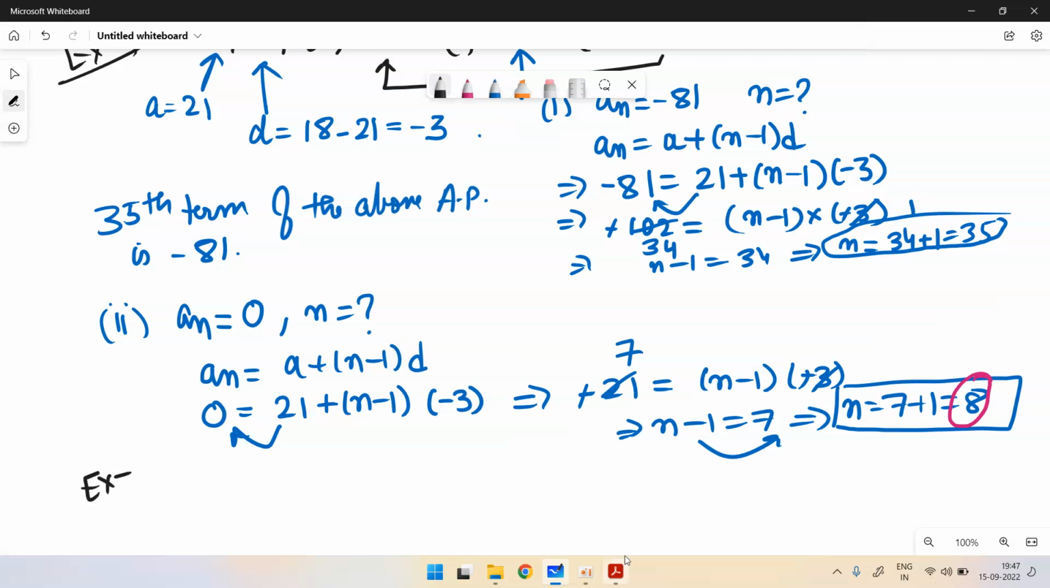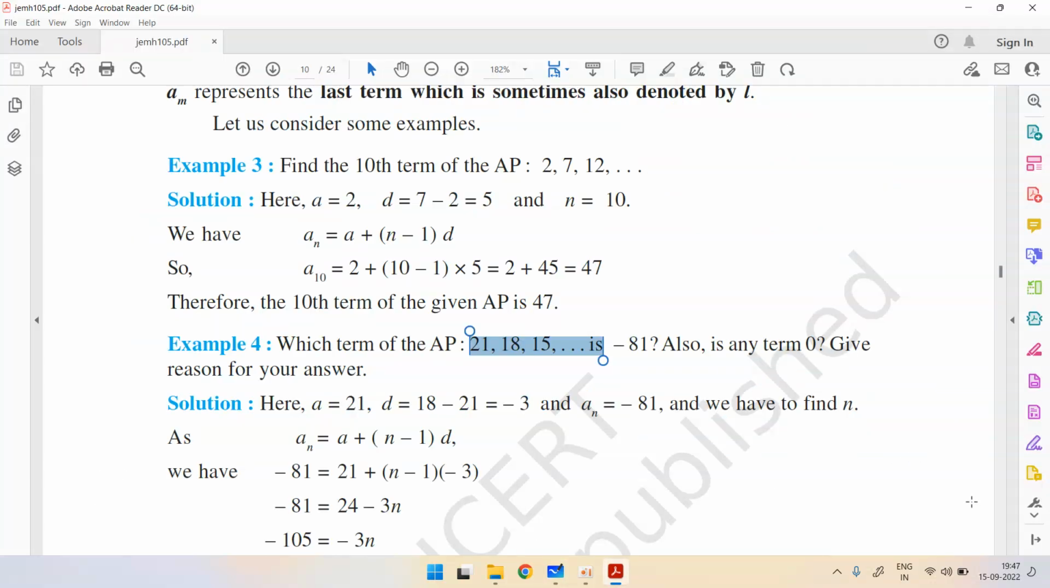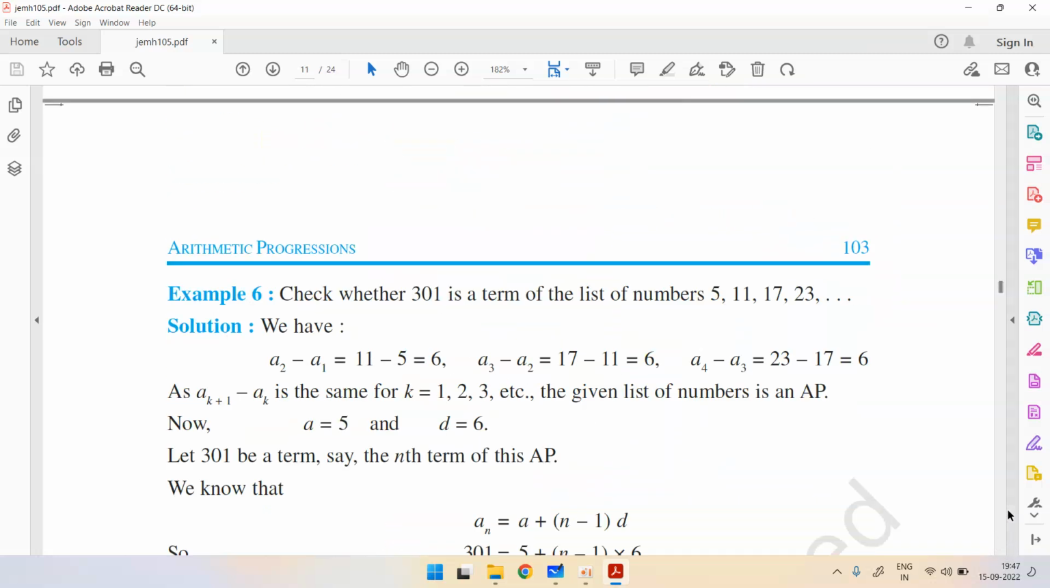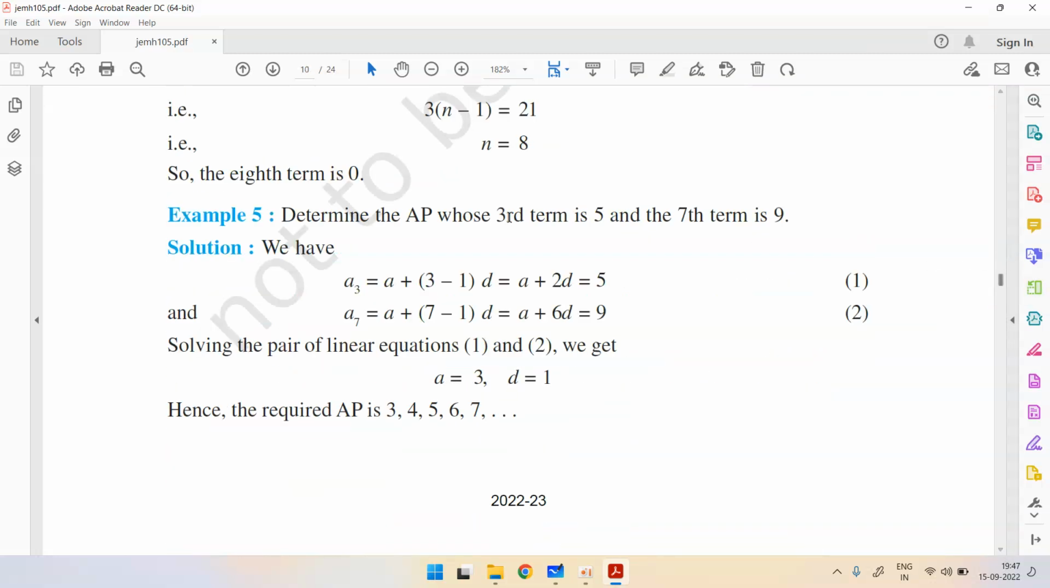That's our proposition. Now the next example is example number 5. You can see from here that n equal to 35 is the answer for this, and n equal to 8 is the answer for the 0 term. Now determine the AP whose third term is 5 and 7th term is 9.